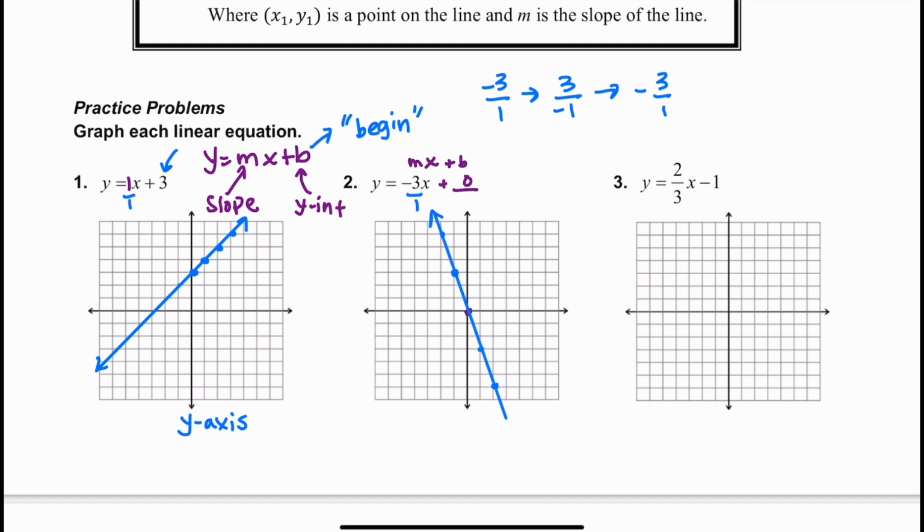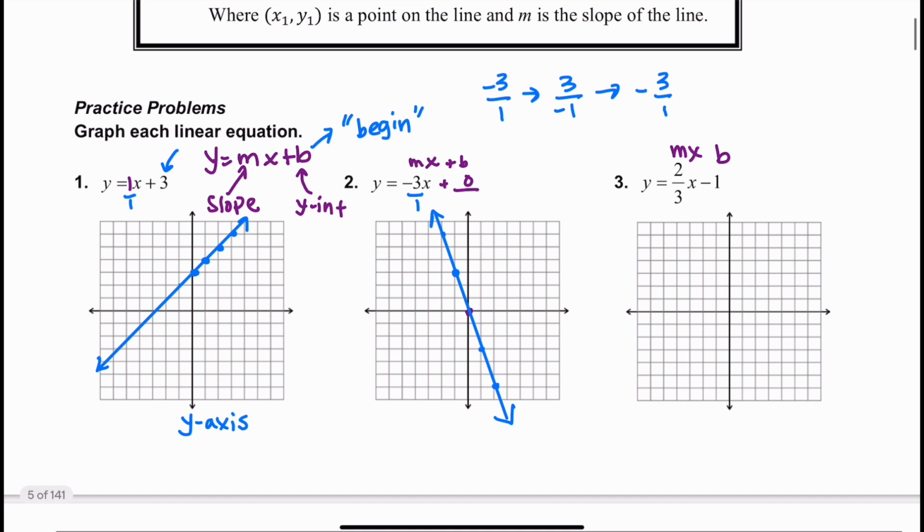So this would be the line y equals negative 3x. Our last one, we have mx plus b. B is where we begin. It's at negative 1. I start at negative 1. My slope is 2 over 3. The rise is 2, so I go up 2, and I go over 3.